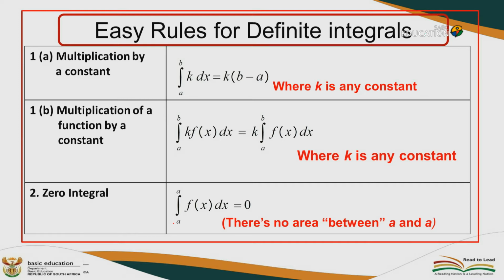In actual sense, there is no area between a and a. We can't have it because it is the same point. And if we're talking of the area, then we must measure it between 2 points. Say from point B to C or from point A to B.